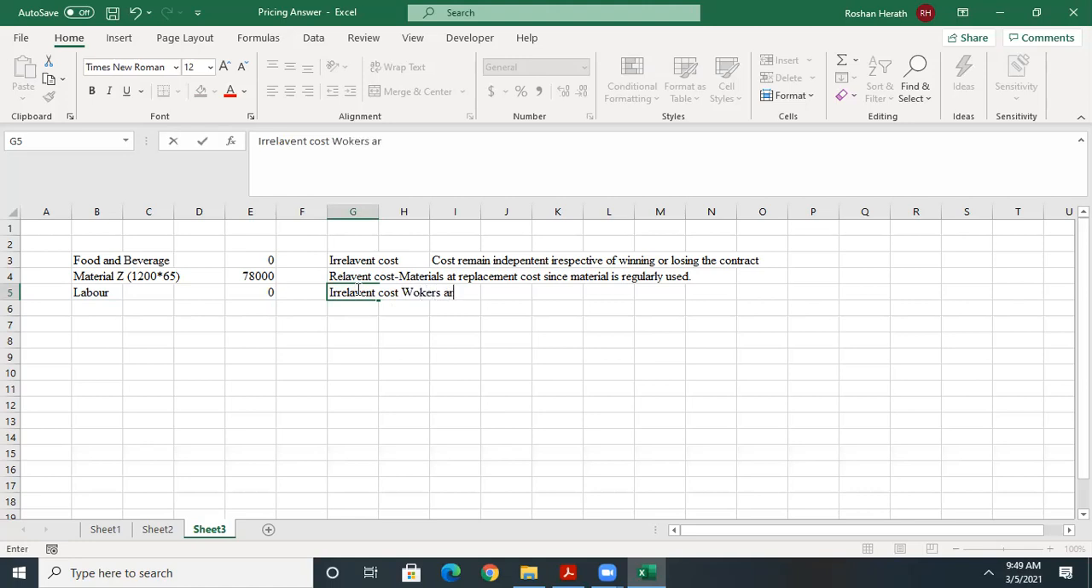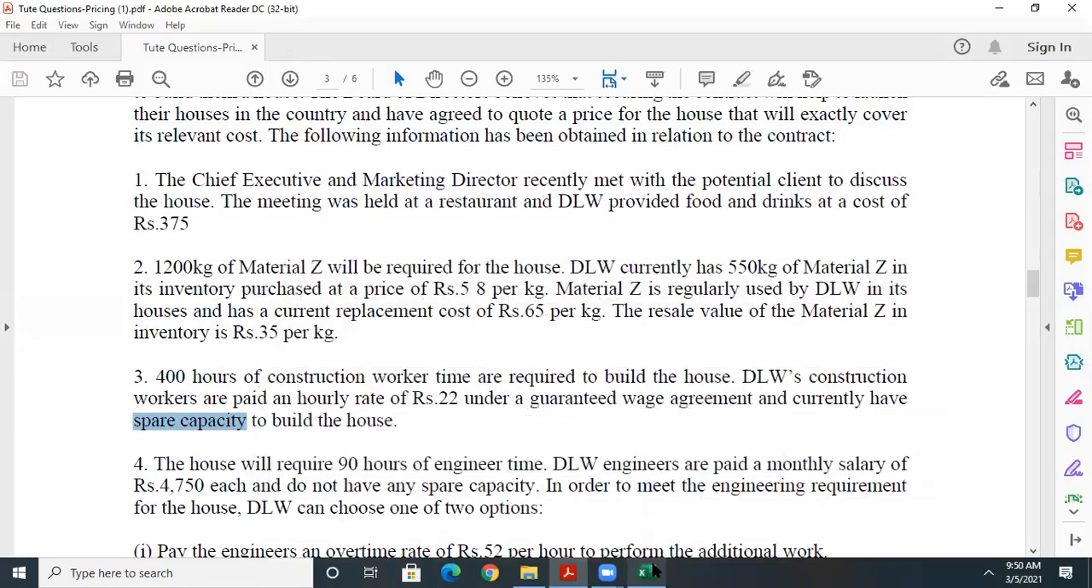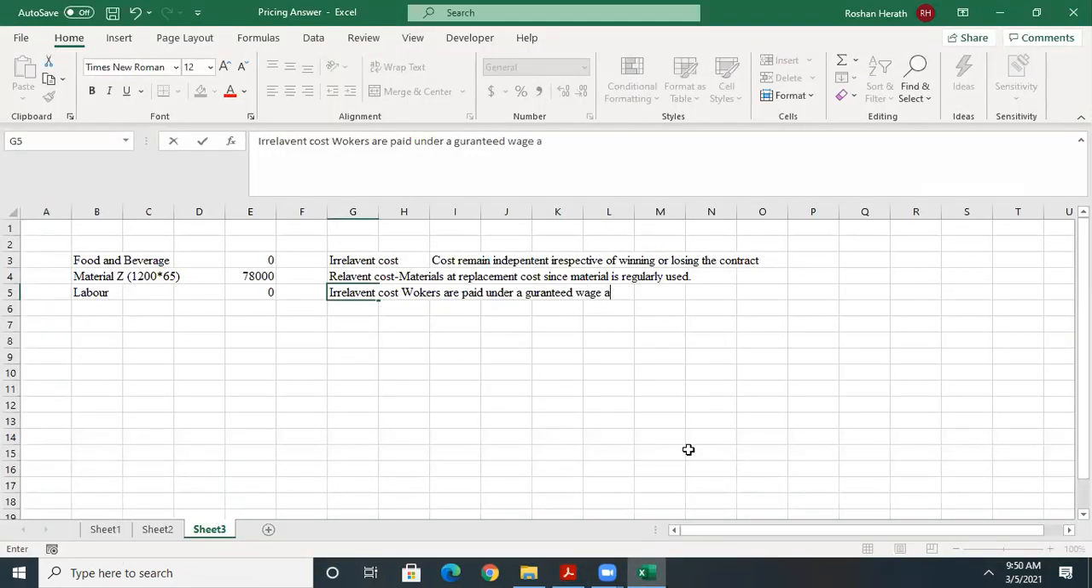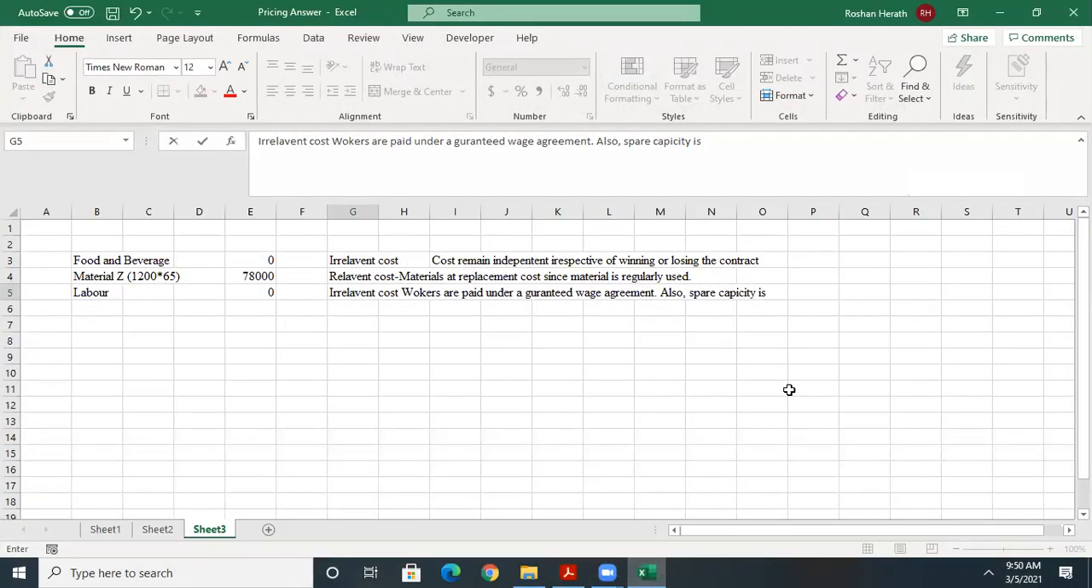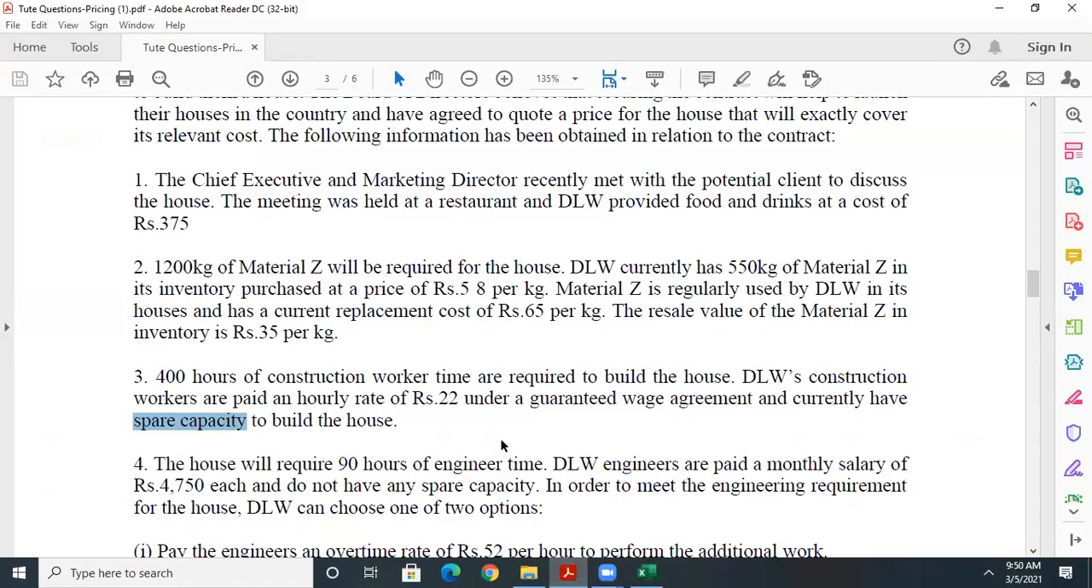Workers are paid under a guaranteed wage agreement, and also spare labor is available. Spare capacity is available. So there is no relevant cost for labor.